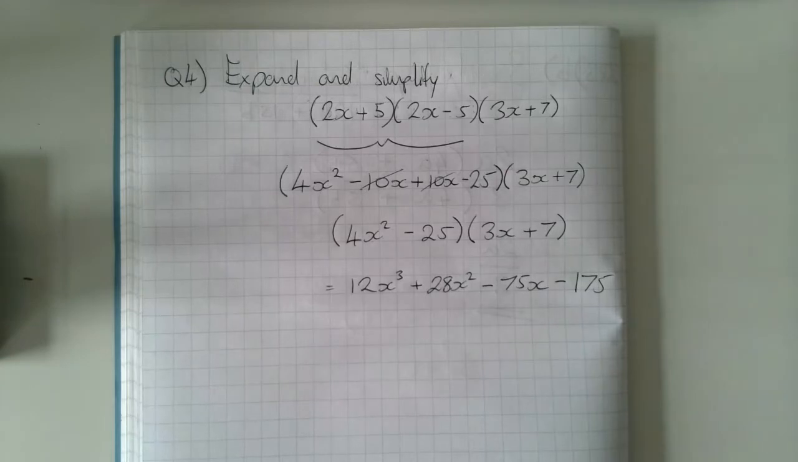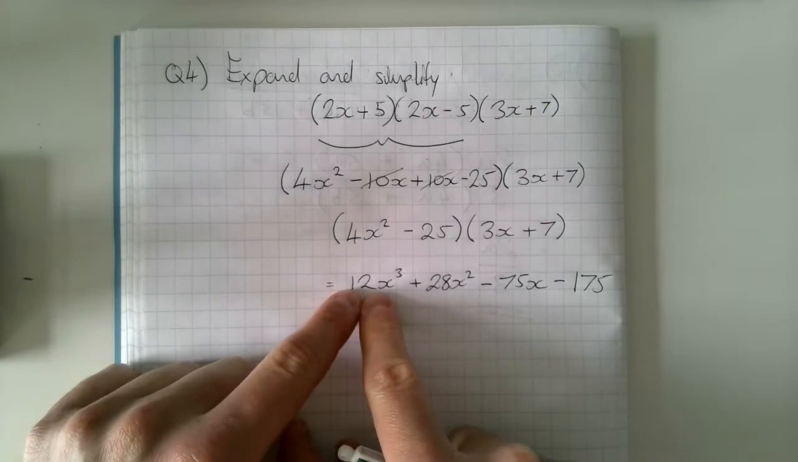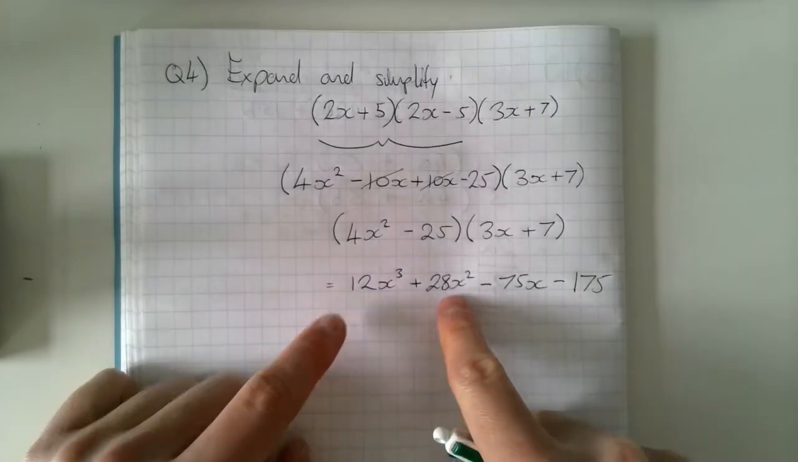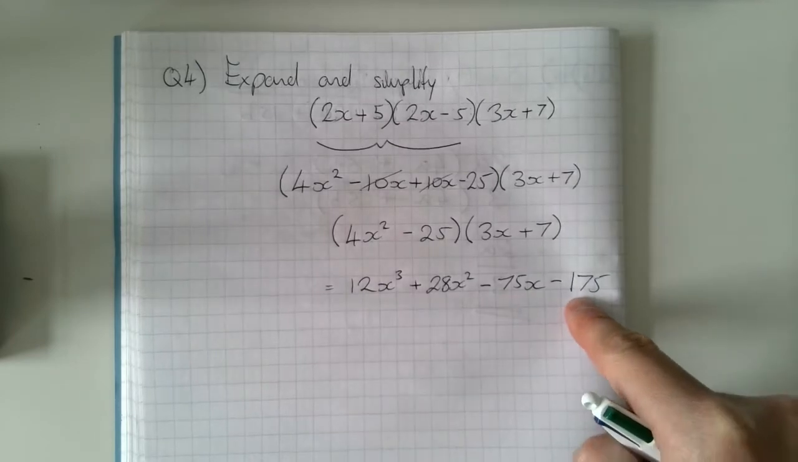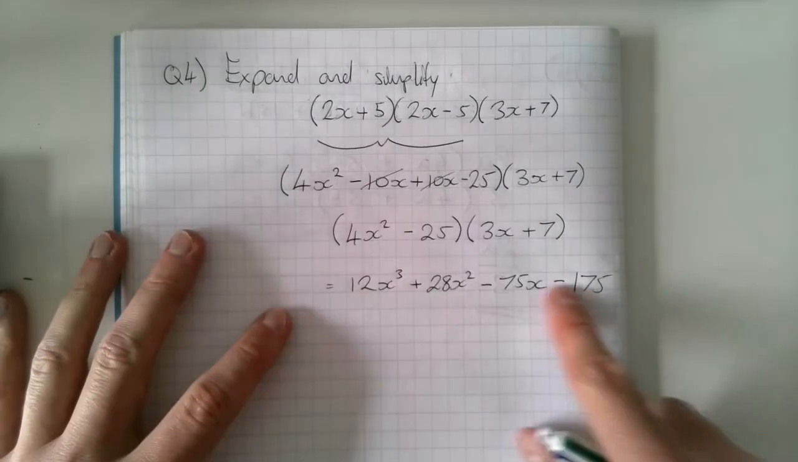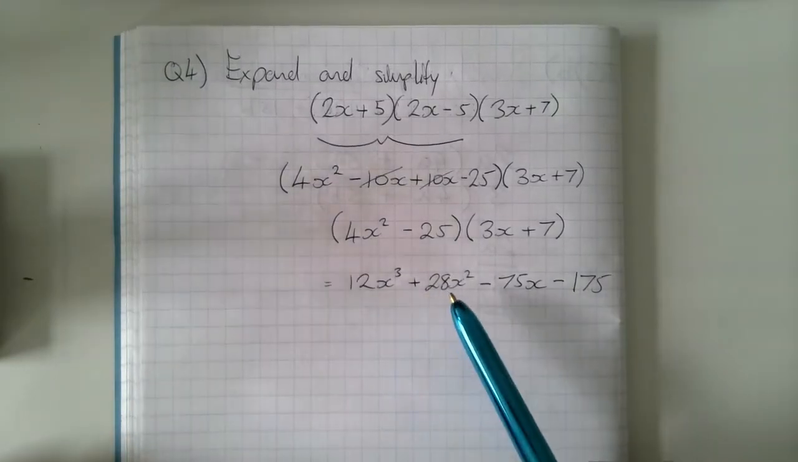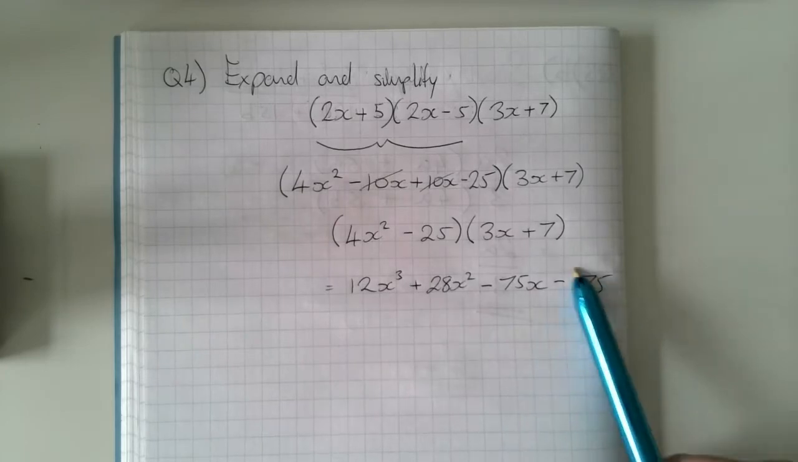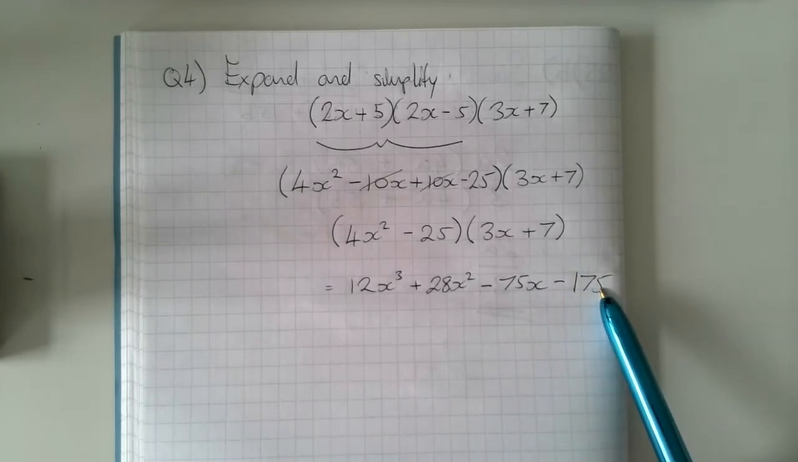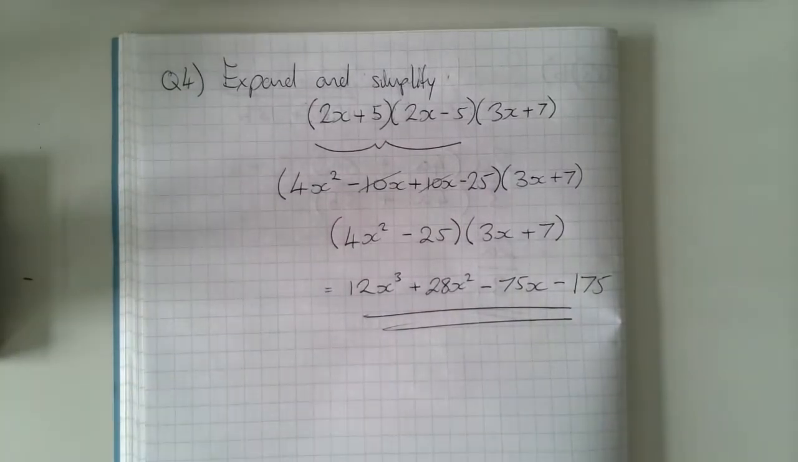Now, I can't simplify anymore here because I've got 4 terms, 12x cubed, 28x squared, minus 75x, and minus 175. None of these terms have the same number of x's. They're all different. This is an x cubed, this is an x squared, this is an x, and this is a number or a constant. So I can't simplify anything else, and therefore that is my answer for question 4.